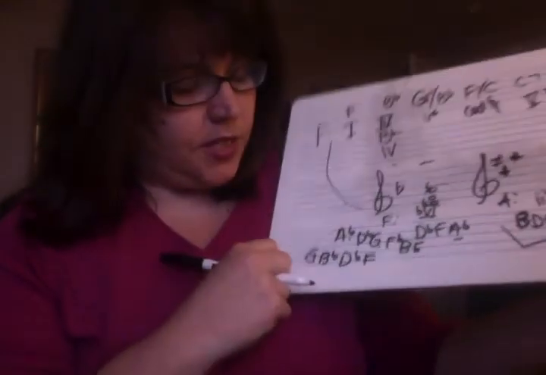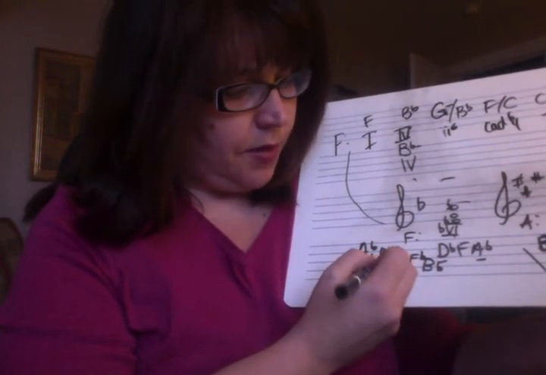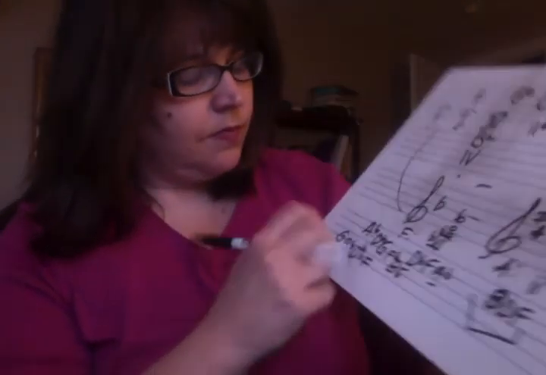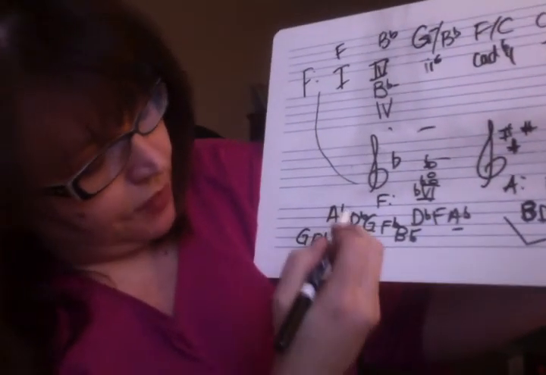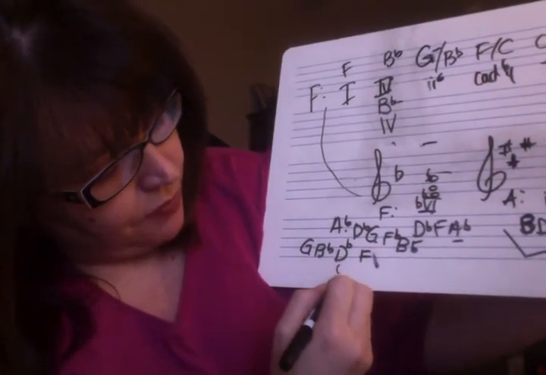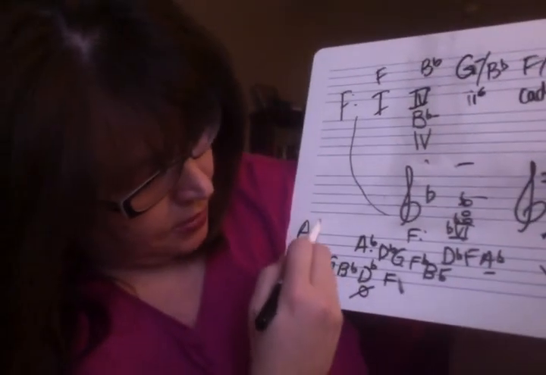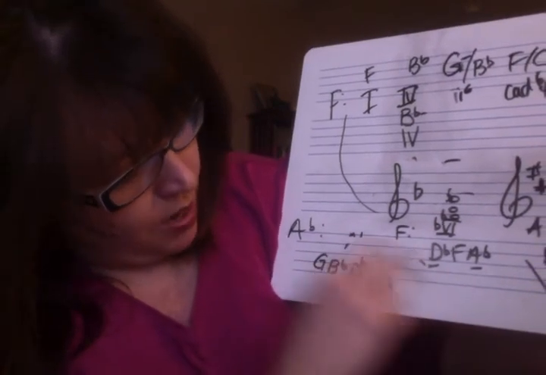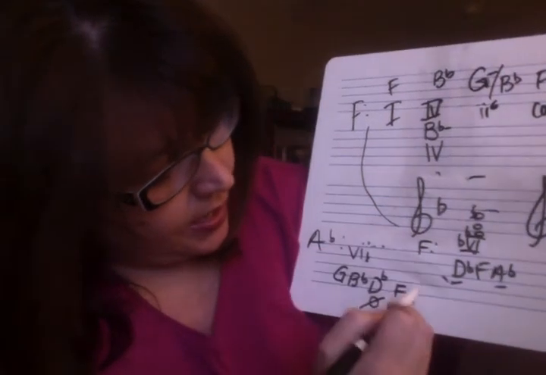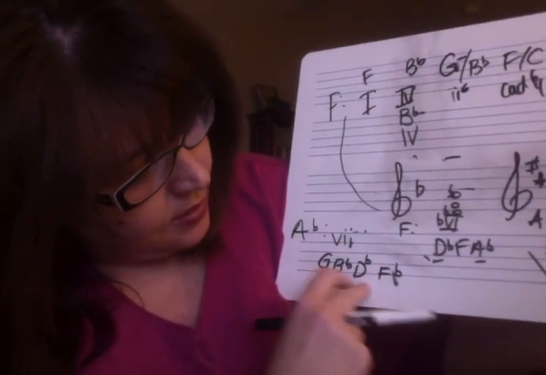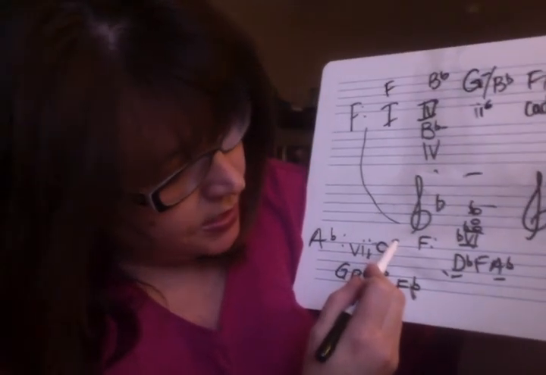Well, what quality chord is that? Sorry, I forgot my D flat. There you go. G, B flat, D flat, F. Well, that's a half diminished chord. And if I'm in the key of A flat, what is G in A flat? Well, it's a 7. And then that F flat is going to make that fully diminished. So I got a fully diminished 7.